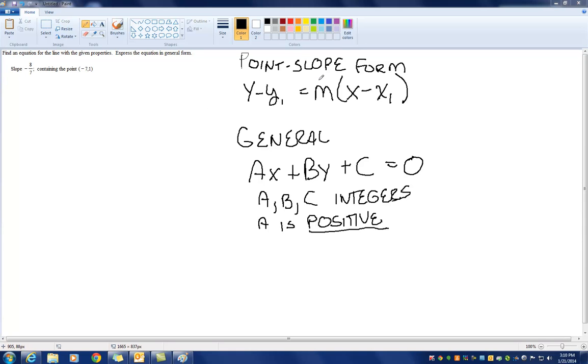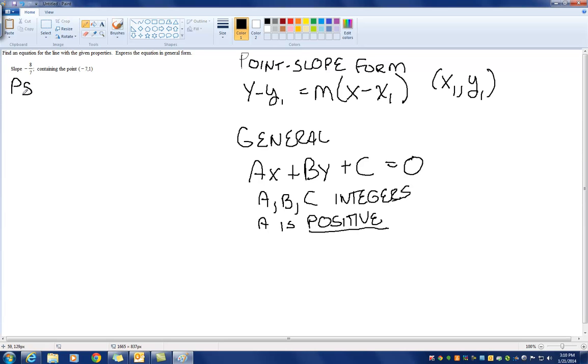So I've got my point-slope form. I need my slope. My slope is 8/7. There's m is 8/7. And my little x1 and y1 are in fact coordinates of this point that we happen to know. So in this case, x1 is -7, y1 is 1. These are the x and y coordinates of the point we know.